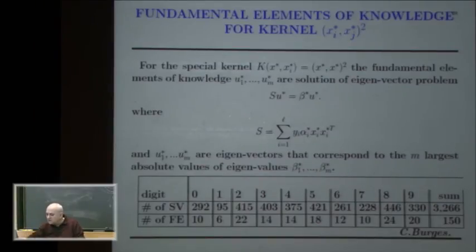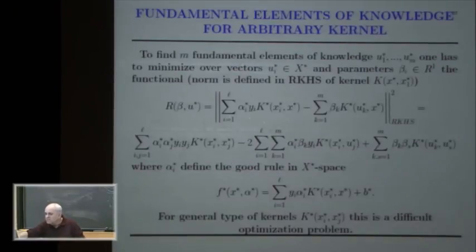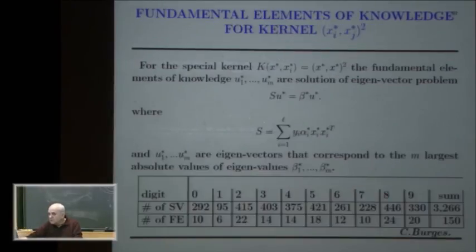Any other kernel will require a very difficult computational problem, minimizing a nonlinear functional like that, where the unknowns are in the kernel, vector U, and also the beta expansion. So you have to minimize that, which is useless. But if you use the quadratic kernel, something remarkable happens. So it is easy and it is fast and it is effective.